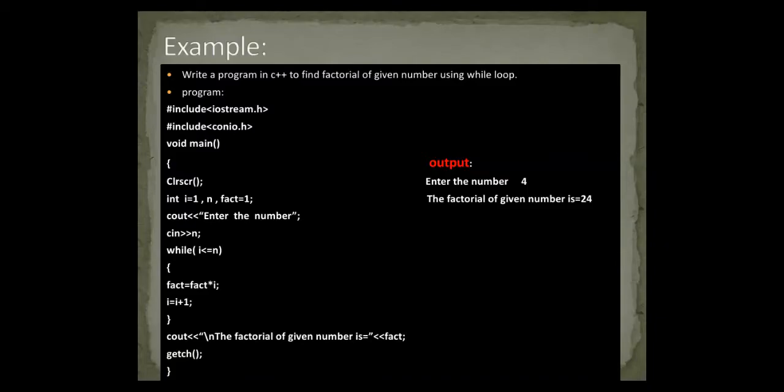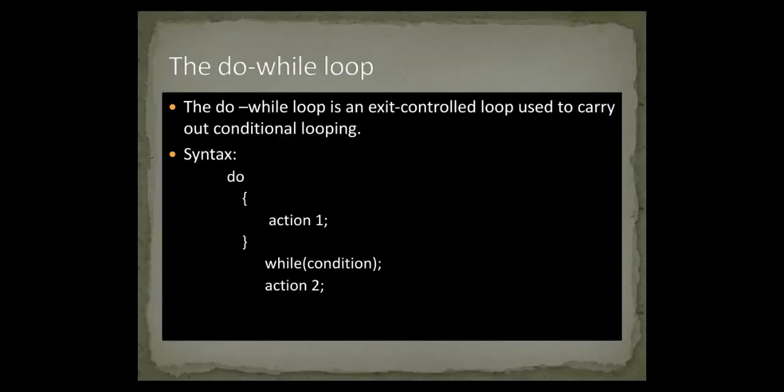And see the difference between the for loop and the while loop. In the for loop we write the initial expression, condition and increment/decrement, but in the while loop only the condition is there. The initial expression we write at the initial point, and in the logic we write the increment or decrement statement separately, that is I is equal to I plus 1. That is the difference. Okay, now let us see the third loop, that is the do while loop.